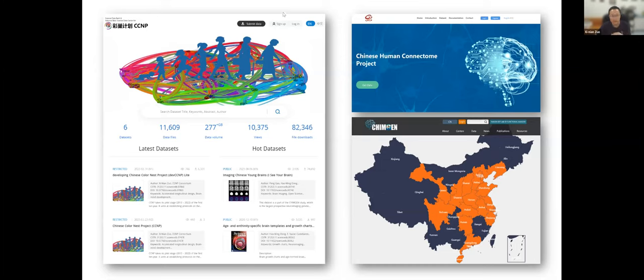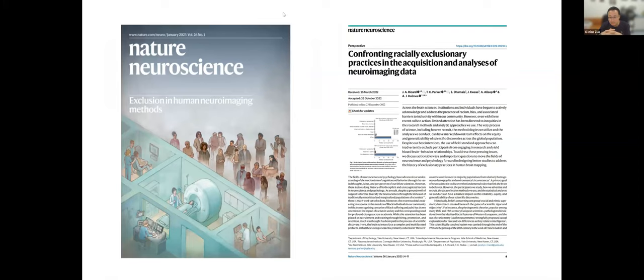The first one is what we call the Chinese Color Nest project for lifespan development of brain and mind. And the second one we call Chinese Human Connectome Project. And the third one is Chinese Imaging Genetics Project. In the first issue of Nature Neuroscience this year, I think it proposed an issue about the exclusion in human neuroimaging methods to highlight the need to increase the diversity of subjects from the neuroimaging community. And also, Winston just mentioned the WEIRD sample things. Actually, this is all recognized by the neuroimaging field very early.